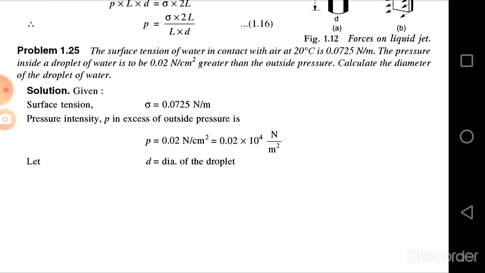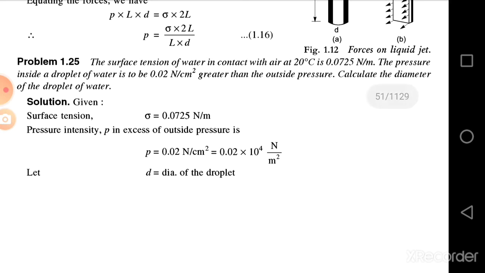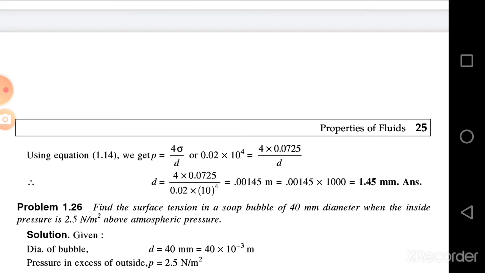The surface tension of water in contact with air at 20 degrees Celsius is 0.0725 Newton per meter. The pressure inside a droplet of water is to be 0.02 Newton per centimeter square greater than that of outside pressure. Calculate the diameter of the droplet of water. So sigma is 0.0725 Newton per meter. Pressure P is 0.02 Newton per centimeter square. And considering the expression P is equal to 4 sigma by D, diameter is 1.45 millimeter.